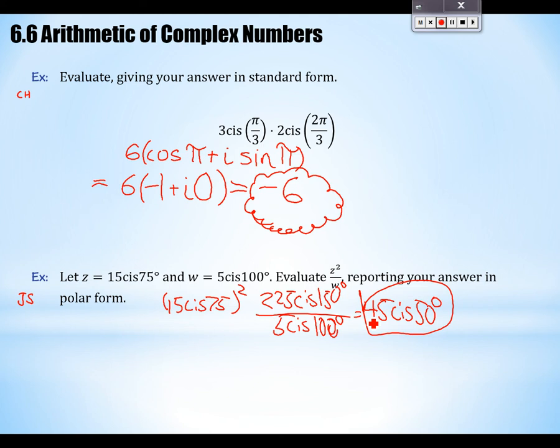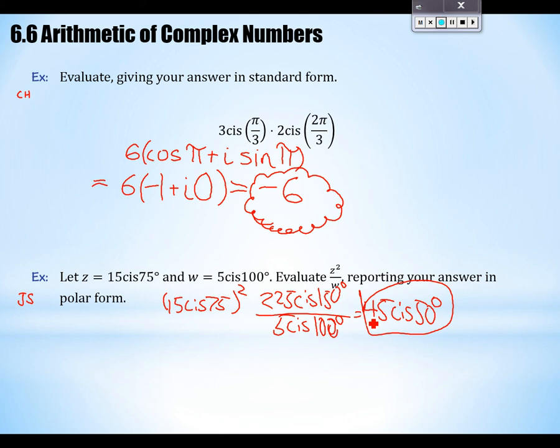What would you get? What would happen to r? You just get r to the 7th, right? And what would happen to the theta value? It's the same theta value, so you just have 7 copies of it, right? Okay, so the next result follows immediately from our discussion that we just had.